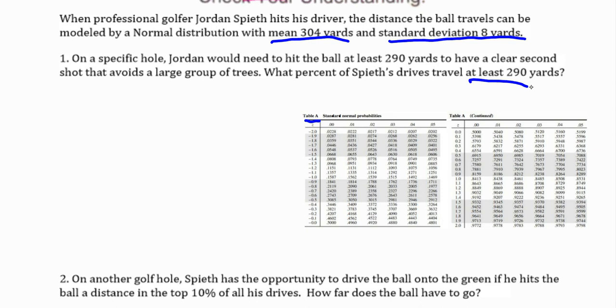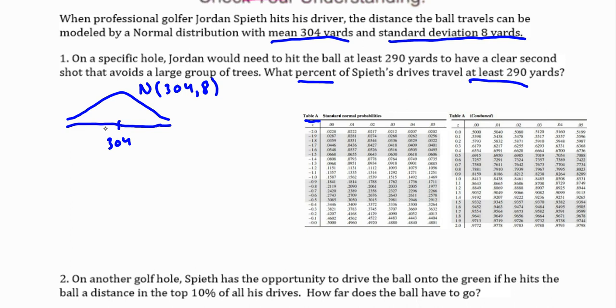Okay, so if we're looking at this, I'm going to first just draw this out since all of his drives are normally distributed. We'll have our mean, which is 304, followed by a standard deviation of 8. I'm going to label this as 304 yards. In order to figure this out, we're going to standardize it. We're going to use a z-score to help us figure out our percent. And from this, we're looking for 290 yards.